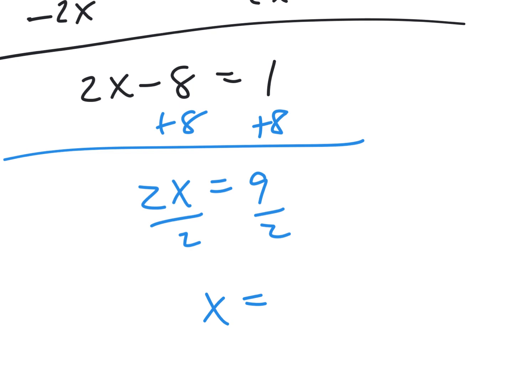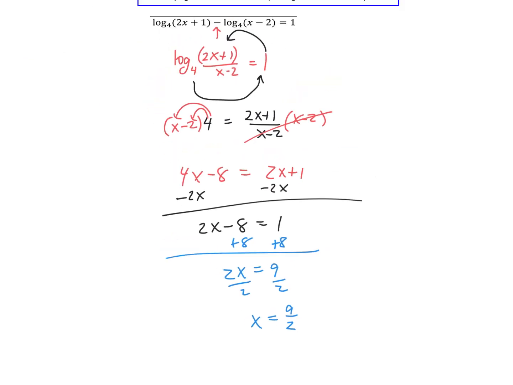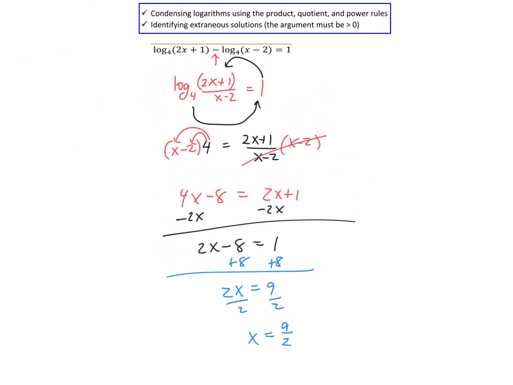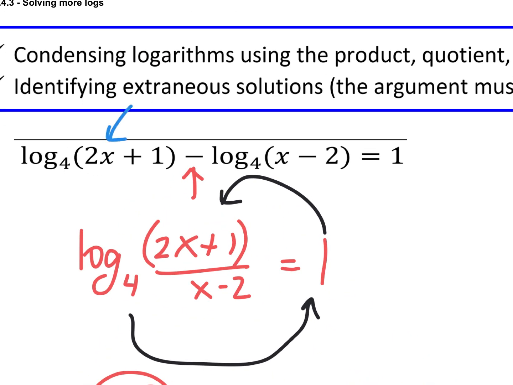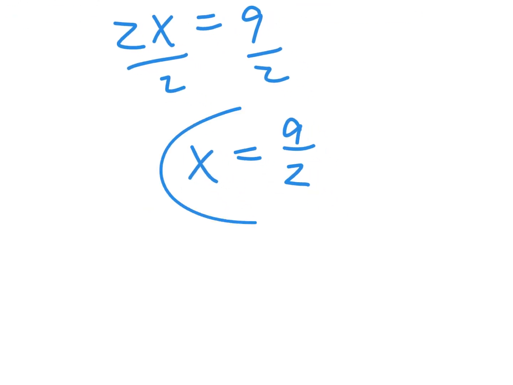I think it's 9 halves. Did anybody else get 9 over 2? A bunch of people, yes. You beat me. That's impressive. Should I take a second and check it? Well, just to make sure that it doesn't make something negative. So if I put 4.5 here and there, either way, I'm not going to make any of the arguments or bases negative, so it's good. The end.